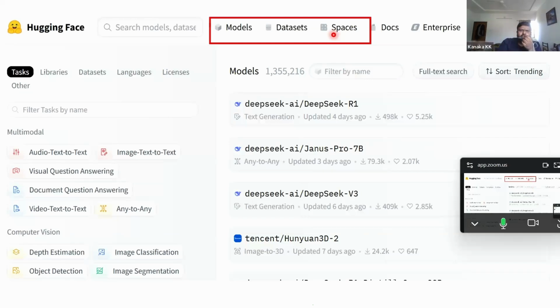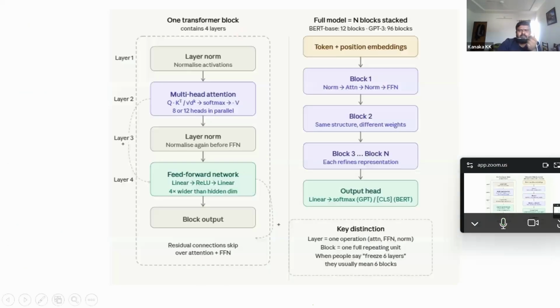So today in our practical we will download some models from Hugging Face directly into the Python programming language, and also download some datasets from Hugging Face. We will perform model adaptation using Google Colaboratory. Do you know Google Colaboratory? Anyone?